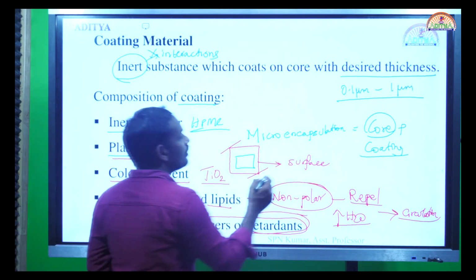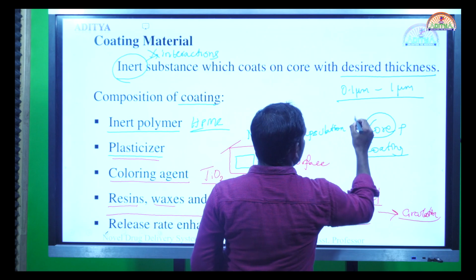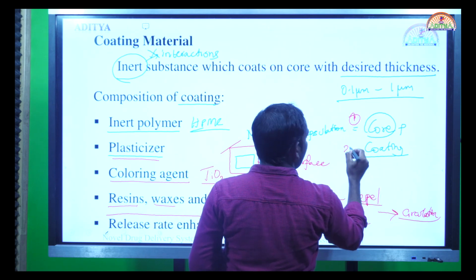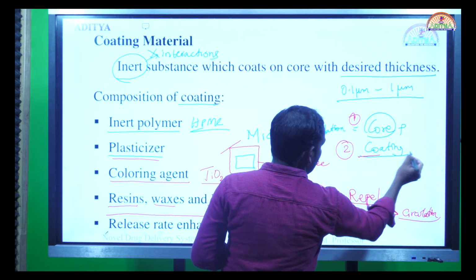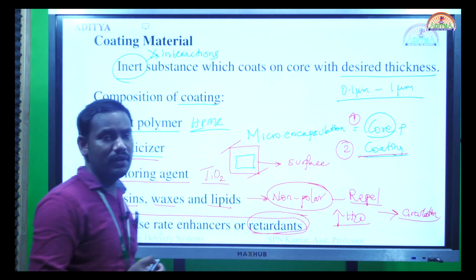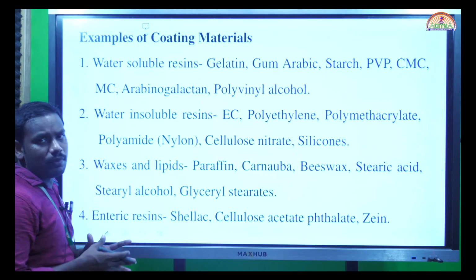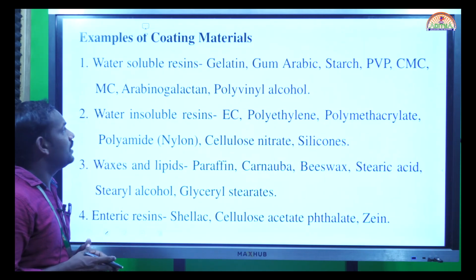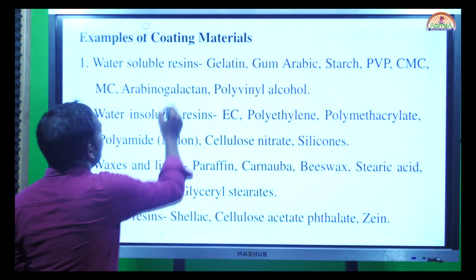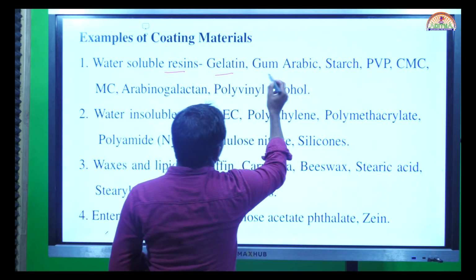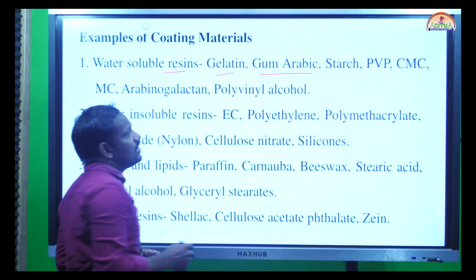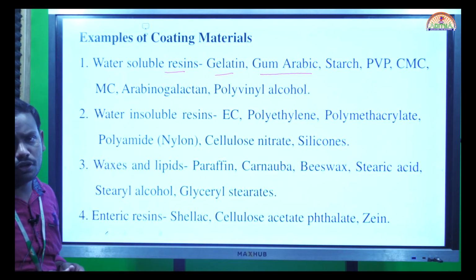I said microencapsulation has two components. One is the core, we have done with that, and we have also seen the composition of the coating material. Now let us move on further and see some of the examples which are used as coating material. We can use water soluble resins such as gelatin, gum arabic, starch, PVP. All these are water soluble substances.